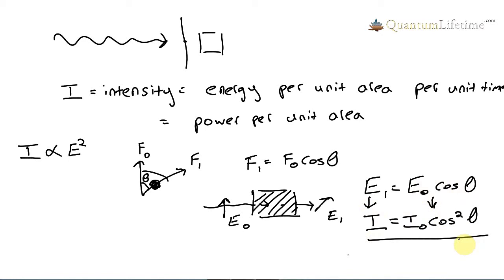And we're going to go on to look at how this affects light that passes through multiple polarizers, and then we're going to look at how we'd imagine photons to be affected as they pass through polarizers.